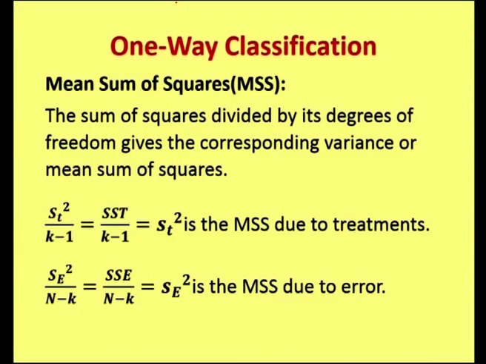And mean sum of squares, this we have already discussed in the previous lecture. The sum of squares divided by its respective degrees of freedom gives the corresponding mean sum of squares, or variance. So, here the mean sum of squares due to treatments is obtained by dividing the sum of squares due to treatments by its respective degrees of freedom, that is ST squared by k minus 1, and the mean sum of squares is denoted by small letters. So, here you have small st squared. In the same way, we obtain the mean sum of squares due to error by dividing the sum of squares due to error by its respective degrees of freedom.